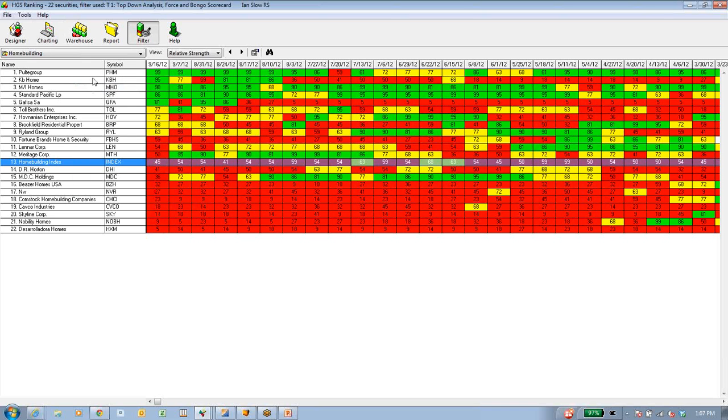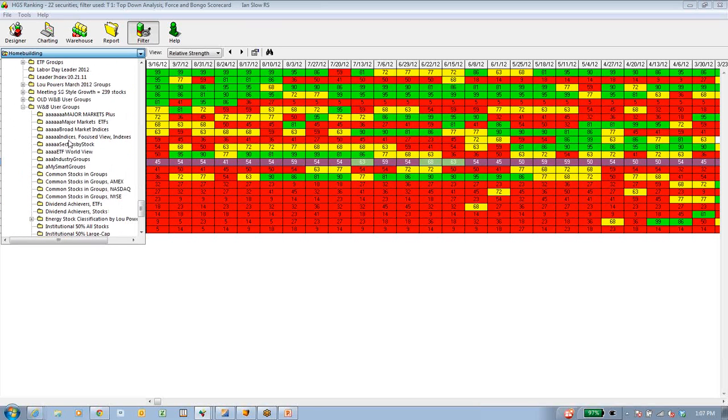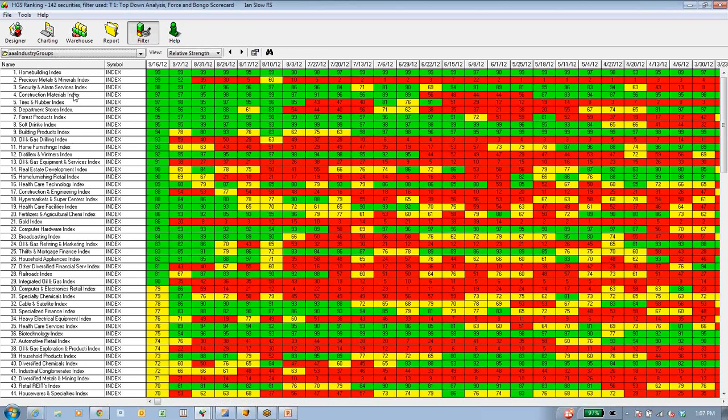So I'm looking for indexes that not only have been green for a long time, but rotation would mean, and just for definition, green is the top 20%, yellow is the second 20%, red is the bottom 60%. So looking for transitions from red to yellow to green, or red to green, shows me rotation.